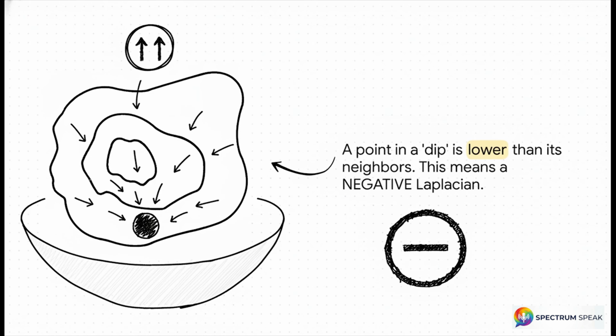Now check this out. Pick a point right at the bottom of a dip, a little valley. That point's height is obviously lower than the average height of all the points immediately surrounding it. It's kind of like a sink. This situation, where a point is less than its neighbors' average, corresponds to a negative Laplacian.